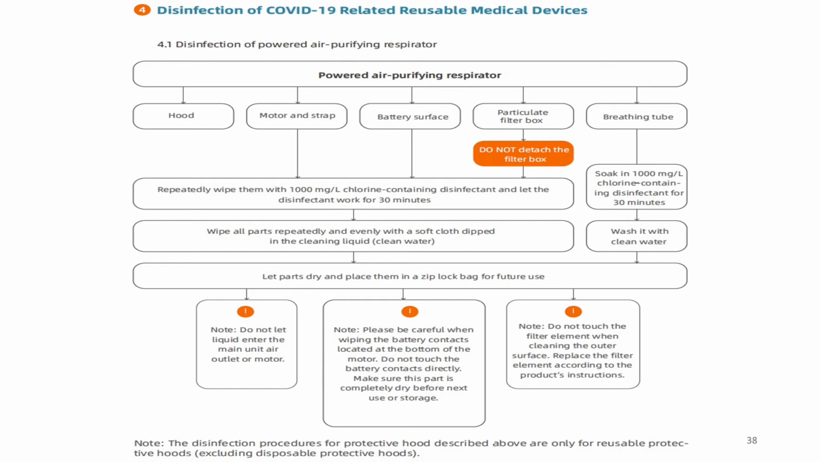So once you've done that for all three of motor and strap, battery surface and particulate filter box, you wipe all parts repeatedly and evenly with a soft cloth dipped in the cleaning liquid, i.e. clean water. You then let the parts dry and place them in a Ziploc bag for future use.